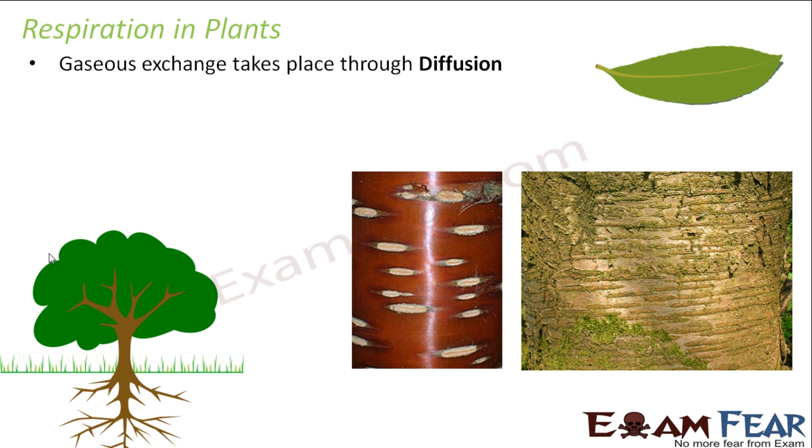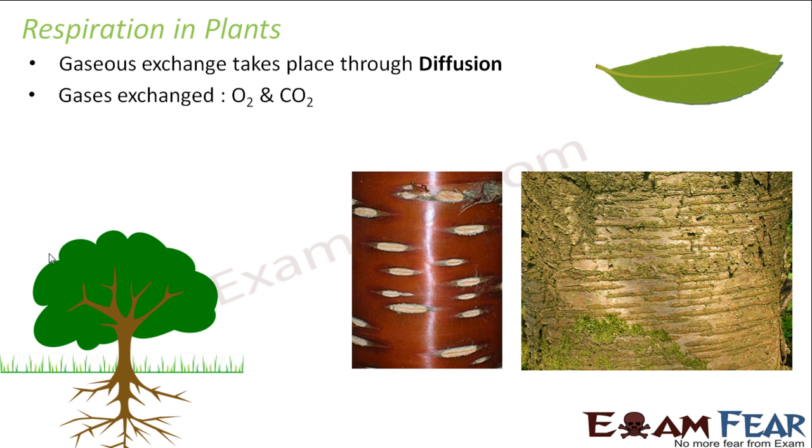For example, we take the gas carbon dioxide. So carbon dioxide will move or will get transferred from the external environment inside the plants when the concentration of carbon dioxide in the external environment is more than that inside the plants. Right? So based on the difference in concentration, the exchange of gases will take place.